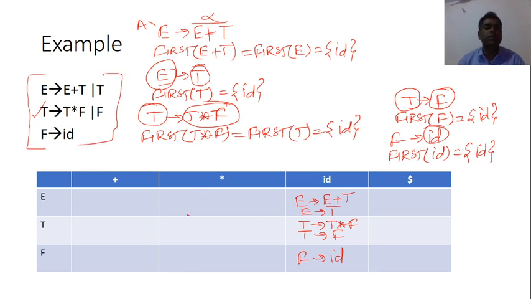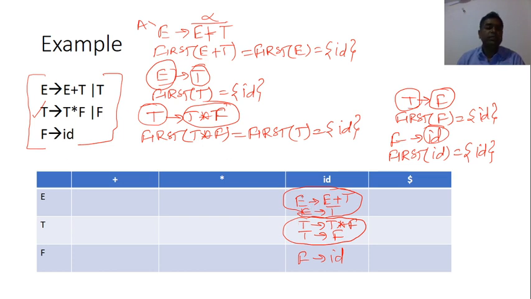Now you can see in this predictive parsing table, I am getting multiple entries in this cell as well as in this cell. That means it is non-deterministic. I am not able to decide, when I have E as the top symbol in the stack and the input pointer is pointing to id, whether I have to use E → E + T or E → T. That is the problem with this grammar. If I construct the predictive parsing table for this grammar, we will get multiple entries in a cell.